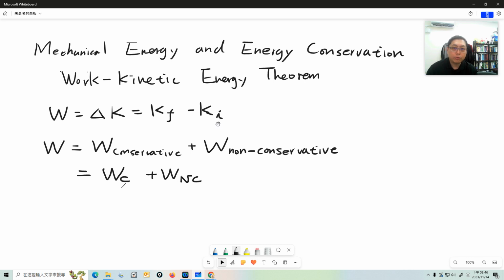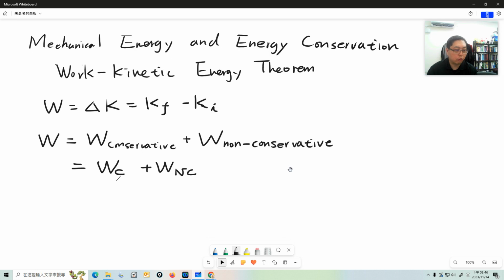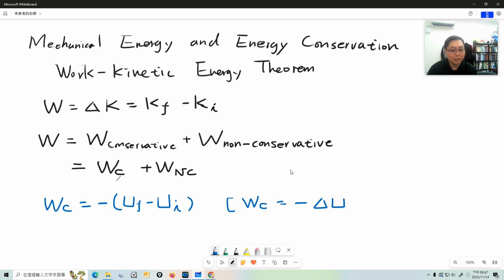In the previous section, we have shown that the work done by the conservative force is equal to what? Do you remember that? The work done by the conservative force is equal to minus (UF minus UI). Or some books will write WC equal to minus delta U.